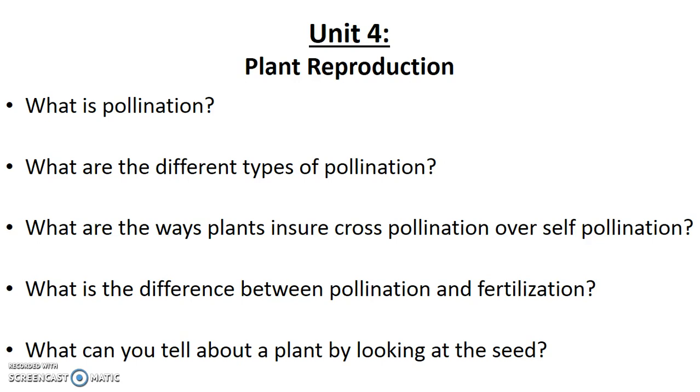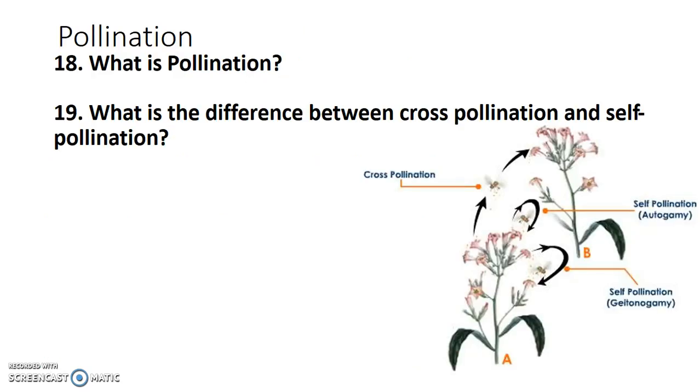We're going to start with what is pollination and what are the different types of pollination. And then we're going to talk about specific adaptations that plants have that assure that they'll be cross-pollinated and not self-pollinated, and why that's important. And then we're going to talk about specifically what the difference between pollination and fertilization is. And finally, looking at a seed, what can you tell about a plant by looking at the seed? After you get fertilization and a plant develops a seed, what you can learn about a plant by looking at that seed.